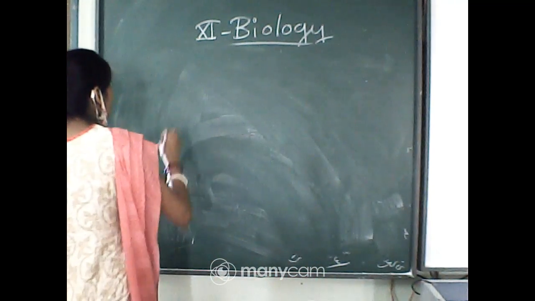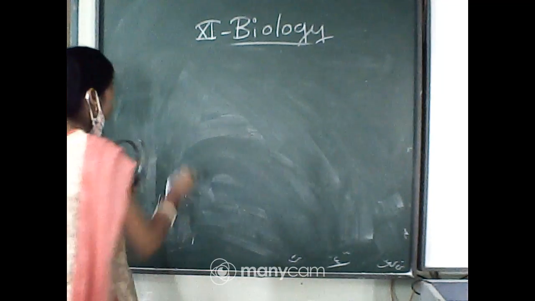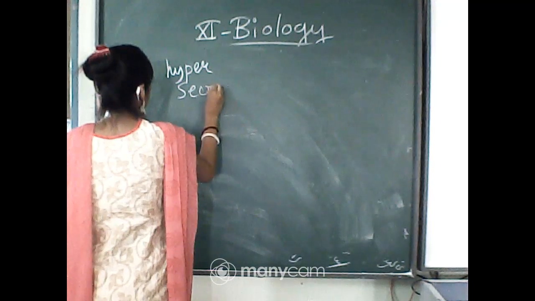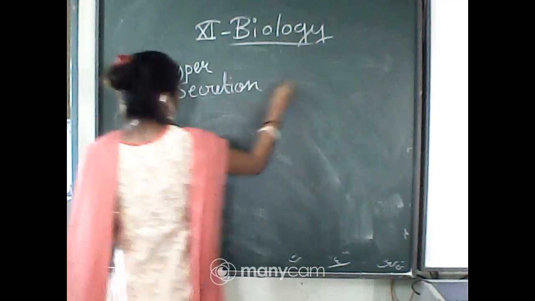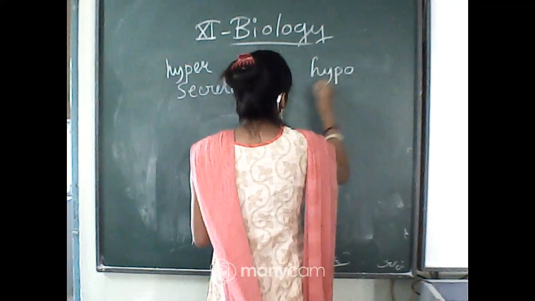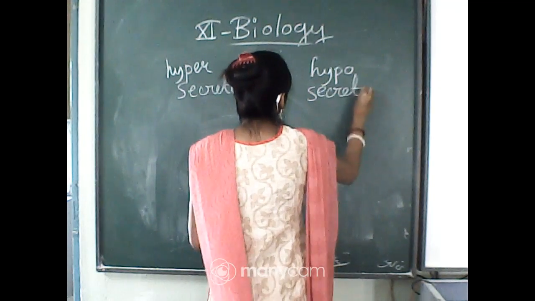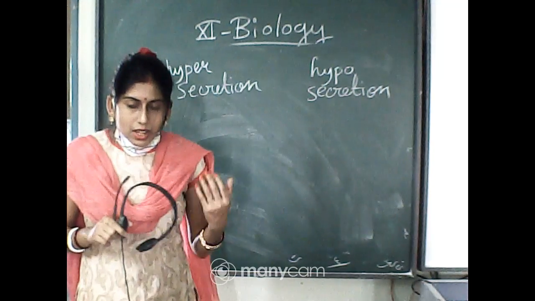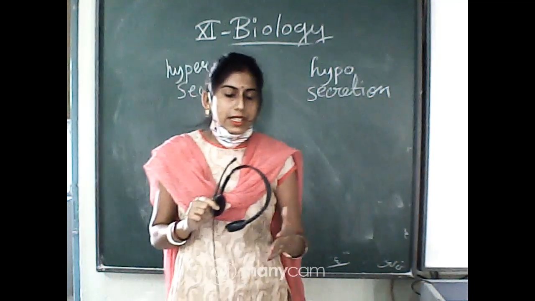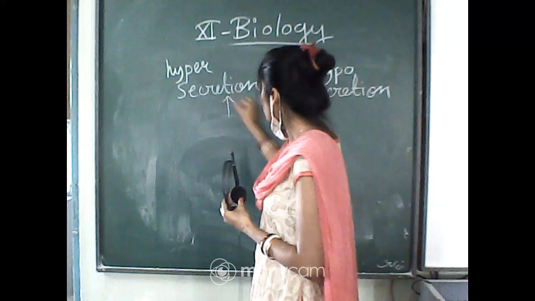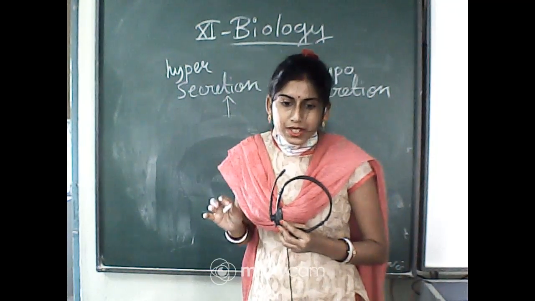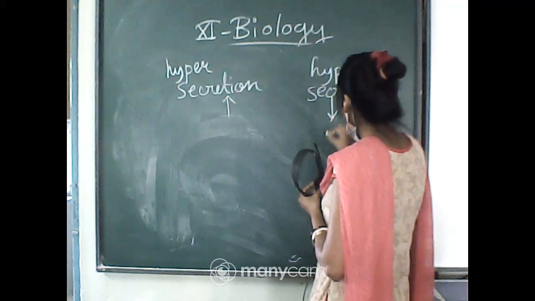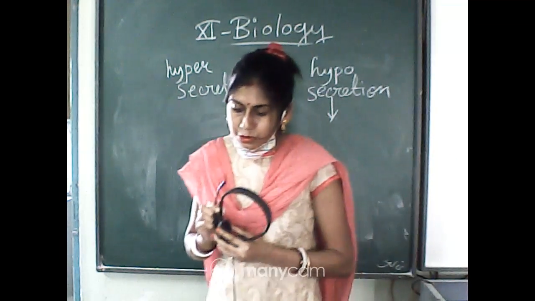So now we will get two terms, that is hypersecretion and the second one is hyposecretion. Hypersecretion means when a particular hormone is released in a high amount. Okay, then it is called hypersecretion. When a hormone is released below the normal level, then it is called hyposecretion.